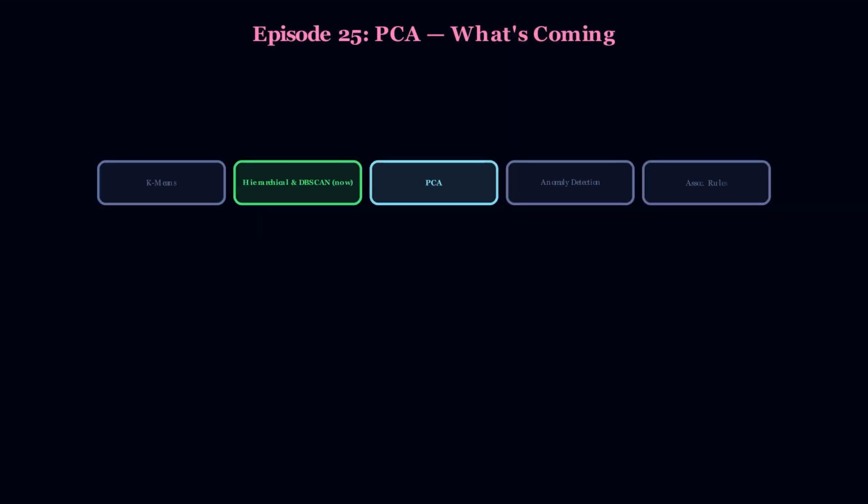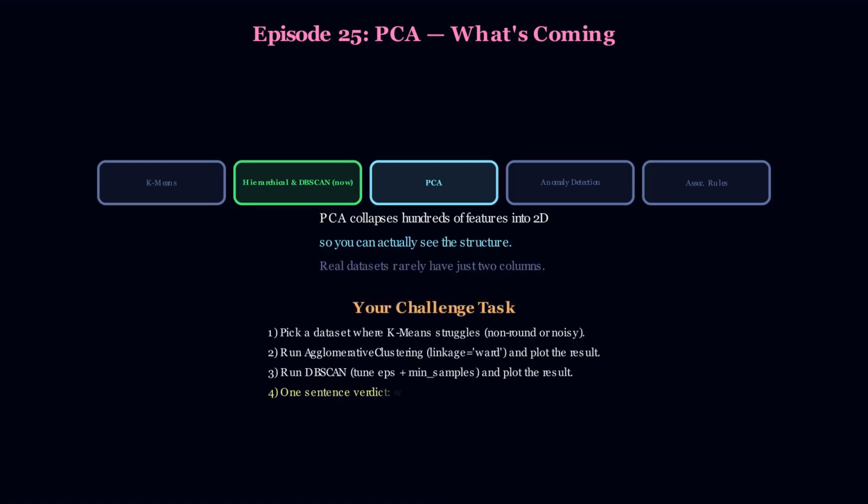Episode 25. PCA, Principal Component Analysis. High-dimensional data visualized in 2 dimensions. We've been clustering in 2D. Real datasets often have hundreds of features. PCA collapses that into something you can actually see.